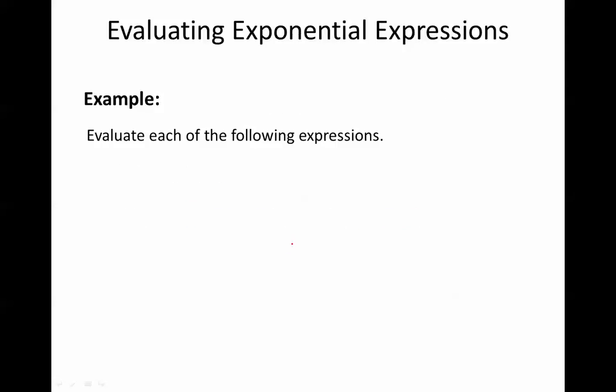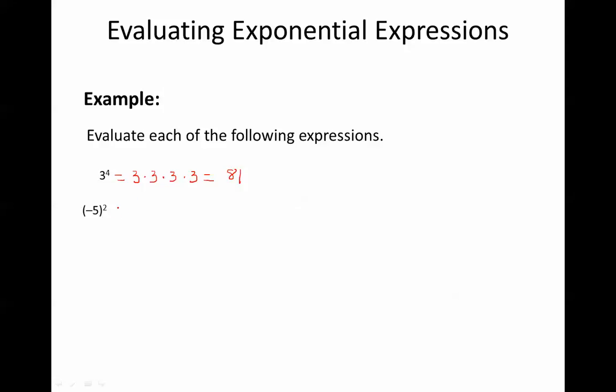Okay, we're going to evaluate some exponential expressions. So let's say we had 3 to the 4th power. Okay, that means you're multiplying 3 times 3 times 3 times 3. So if you just multiply from left to right, 3 times 3 is 9. 9 times 3 is 27, and 27 times 3 is 81. So 3 to the 4th power is equal to 81.